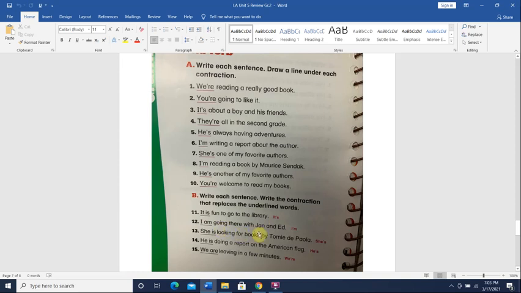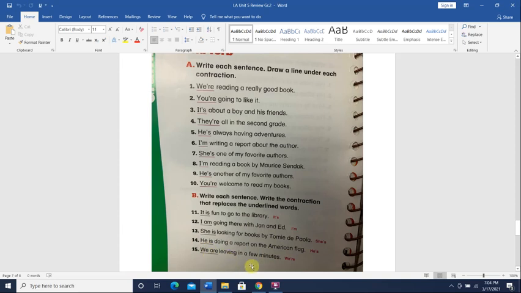I am going there with Jan and Ed. I am, the contraction is I'm. I will write I, and then I will remove A and put an apostrophe and then M. I'm. She is looking for books by Tommy DePaola. Okay, she is, the contraction is she's. You write she, and then you remove the I and replace it with an apostrophe, and then you add the S. So she's. He is doing a report on the American flag. How do you write the contraction of he is? He's. You write he, you remove the I and place an apostrophe and add S.